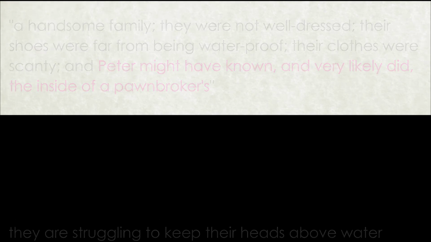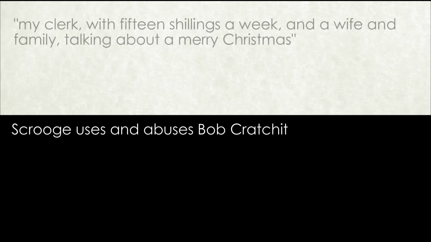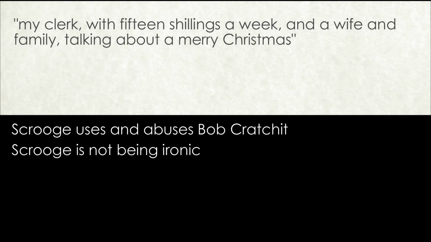At the beginning of the novel, Scrooge sees Bob Cratchit as someone who is to be used and abused, with no regard for him as a person. He is described as "my clerk, with 15 shillings a week, and a wife and family, talking about a merry Christmas." There is no sense of irony intended by Scrooge in this remark.